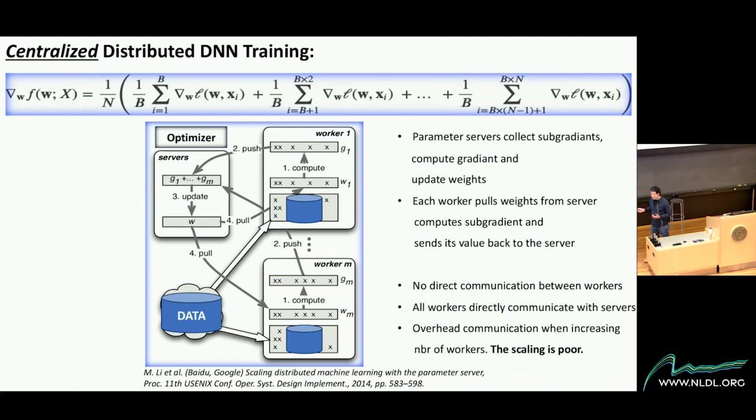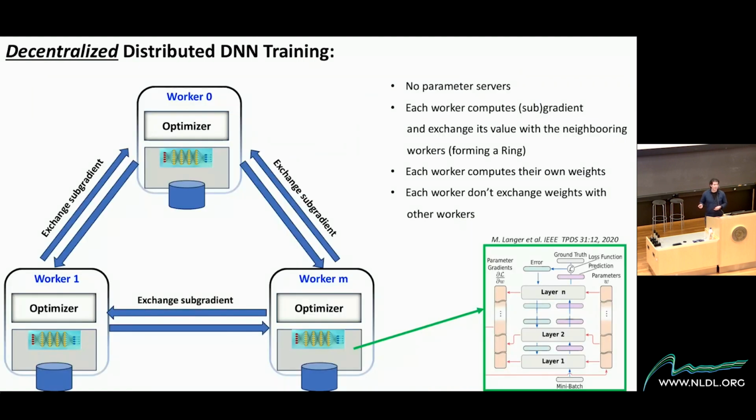What you can see here is that there is no interaction between worker 1, worker 2, and so on. All the workers interact with the server. And that's probably one of the inconveniences here, because this will generate communication overhead. Too much communication will put pressure on the server, and that will generate poor scaling. So the alternative to this approach is the decentralized training architecture.